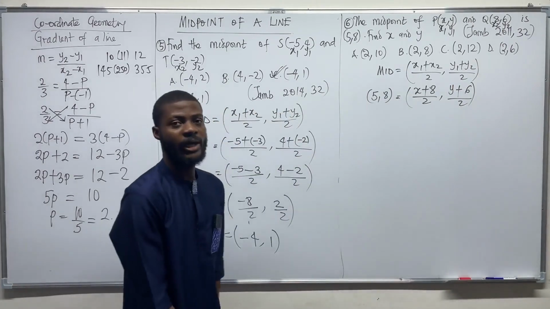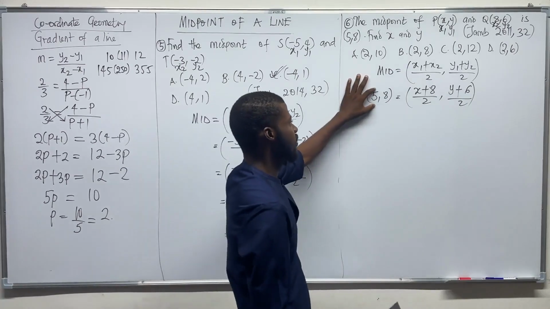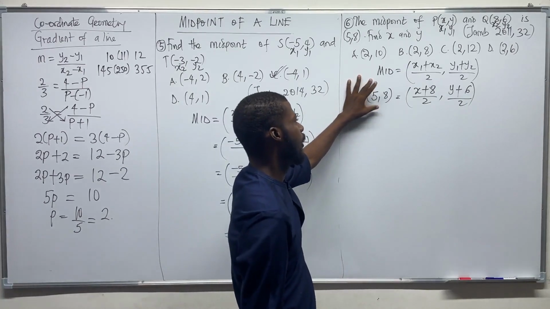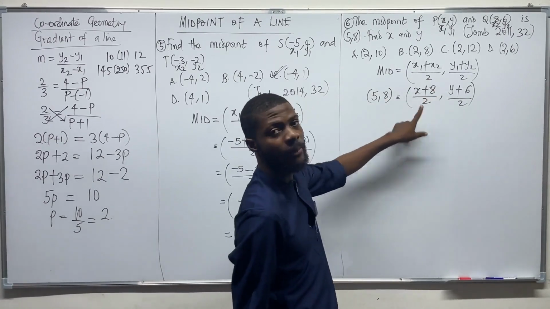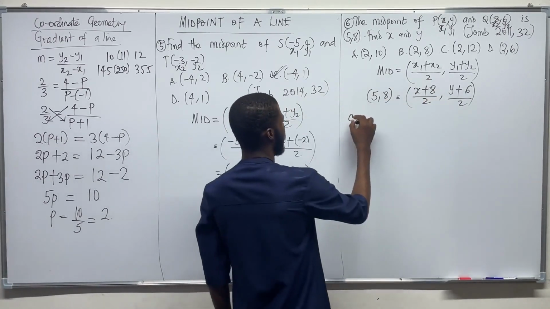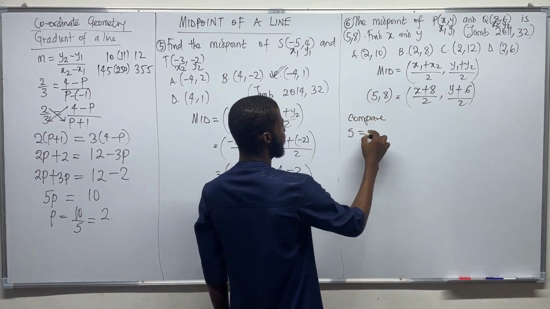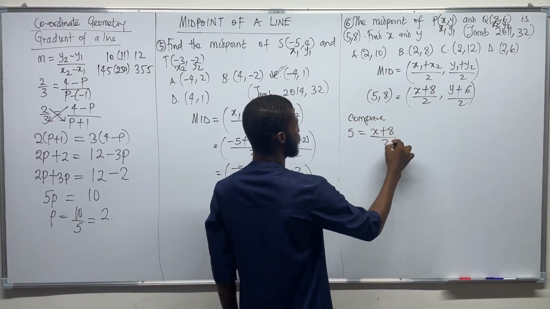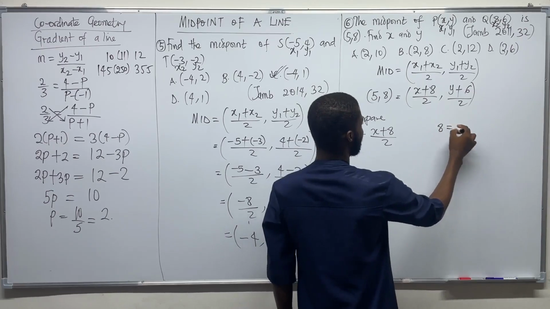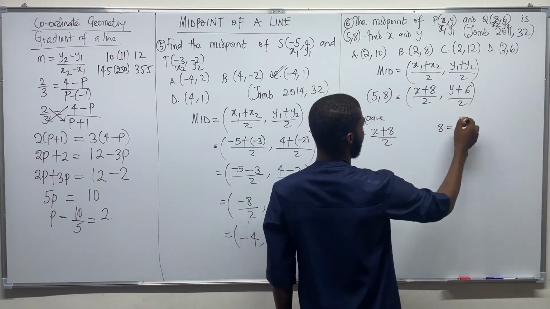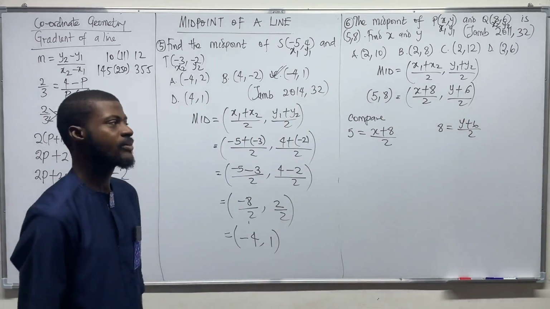Now, there's really nothing we can do further apart from compare them together. 5 here is the first one here before the comma. The first thing here before the comma is x plus 8 over 2. So we can compare them together. So by comparing, we can say 5 is equal to x plus 8 over 2. Then after this comma, we have 8. So 8 is equal to the second term. So what's the second term here? Y plus 6 over 2. We are basically comparing both of them together.